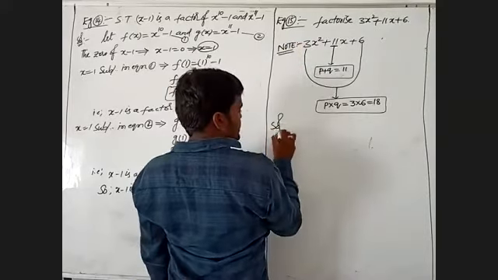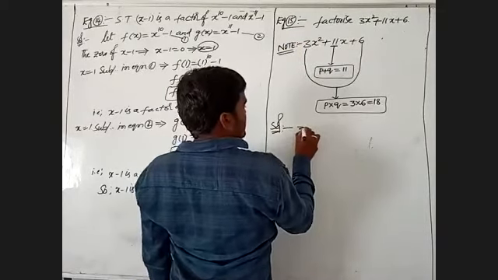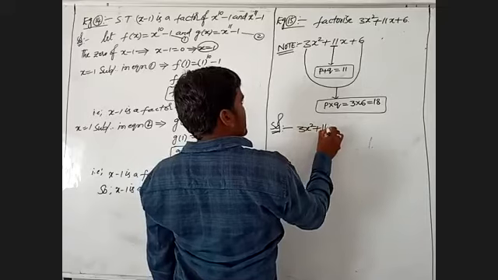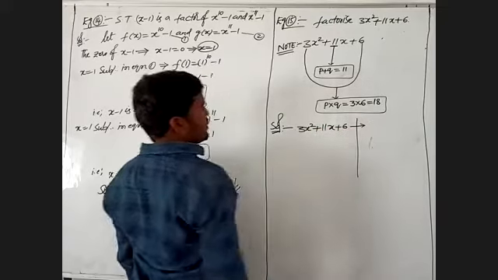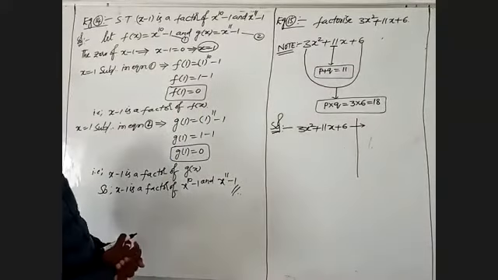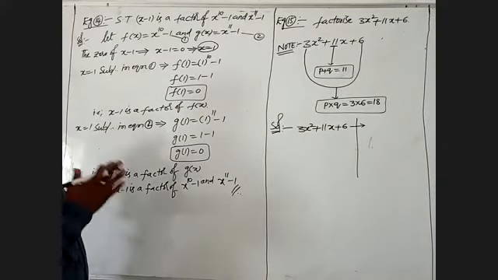Now I am going to the solution. 3x square plus 11x plus 6 we will write. We will observe in this one, 3x square plus 11x plus 6.